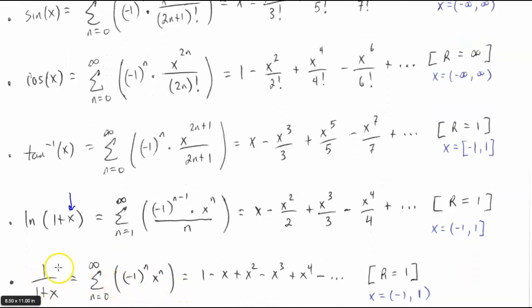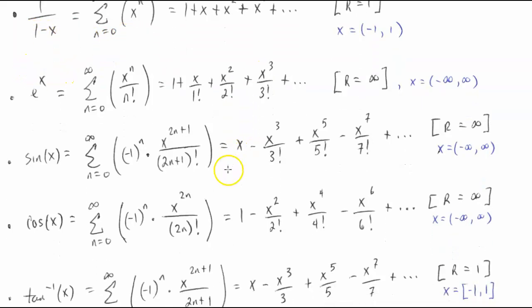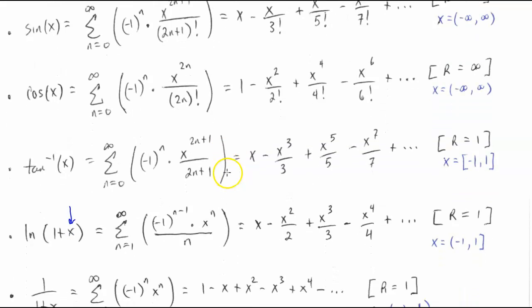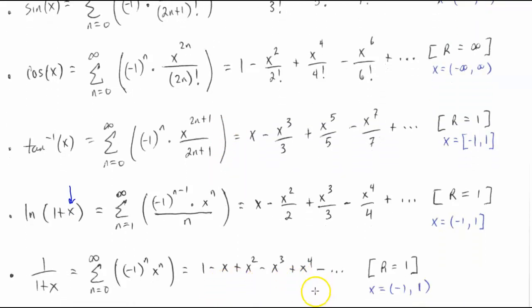So we also have 1 divided by 1 plus x. And notice that this is a little different than the one that we talked about here, 1 divided by 1 minus x. Of course, the main difference here is that every other term ends up being negative. Pretty much everything else is the same though. And of course our radius of convergence is 1. And as long as we choose values of x in between -1 and 1, everything is good there.